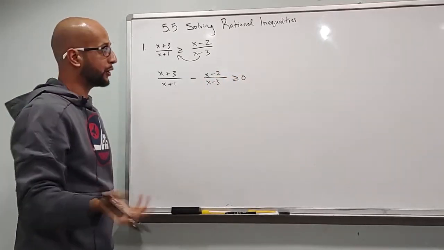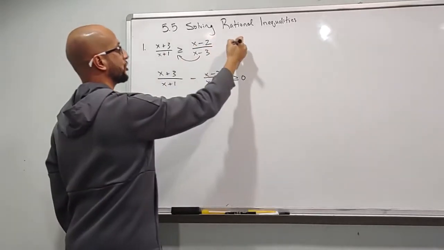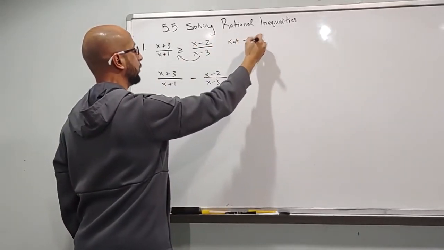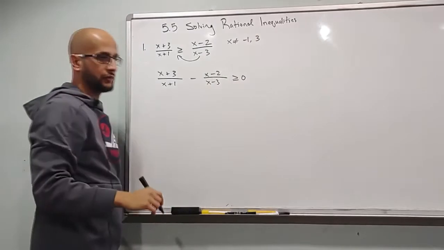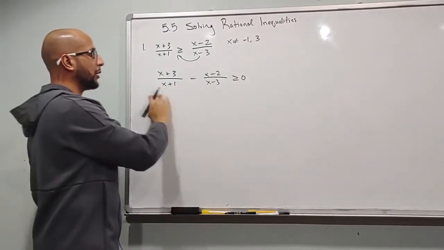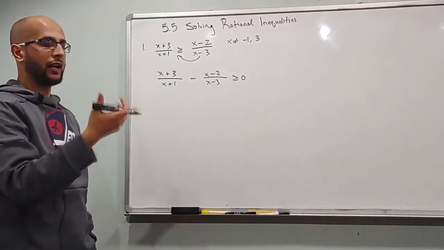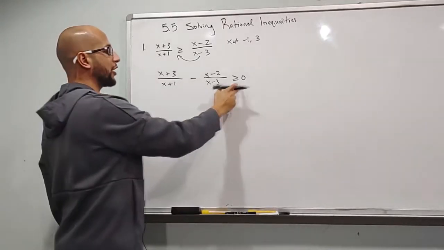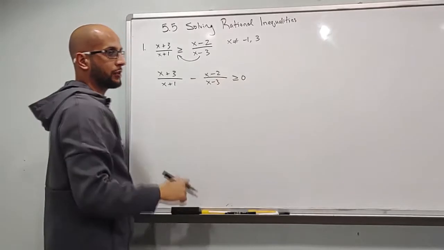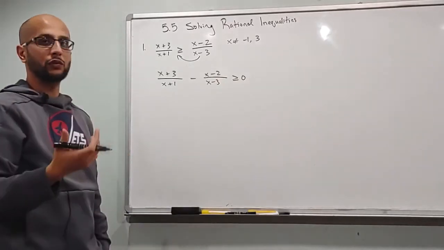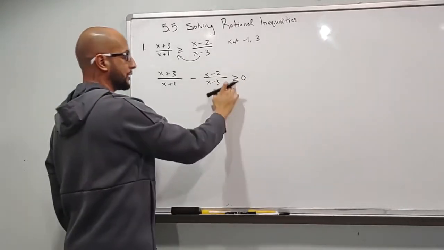Sorry. The first thing you want to do is identify your restrictions. We know that x cannot equal -1 and x cannot equal +3. So we've brought both to the same side, and now we want to simplify as much as we can so that we have just one fraction which is greater than or equal to 0, and then we can start the process of identifying the intervals which are going to be positive.